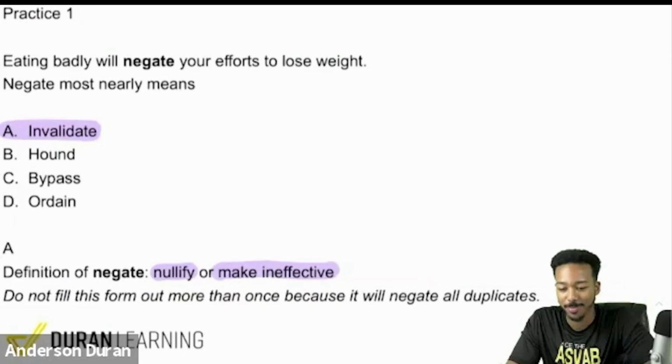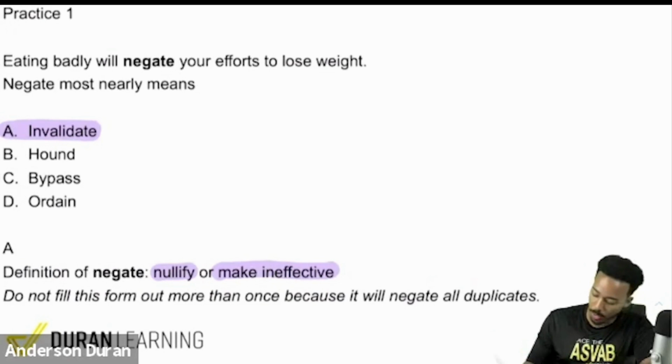Right on. All right, so with that said, let's go ahead and get to the next one here. 3, 2, and 1. Let's go. Let's speed it up now. Go.